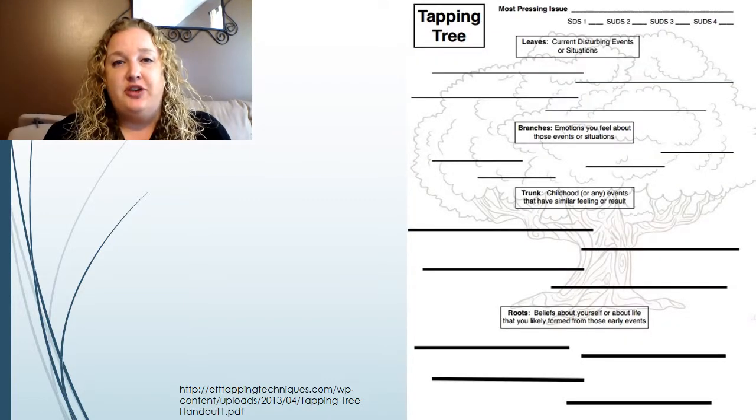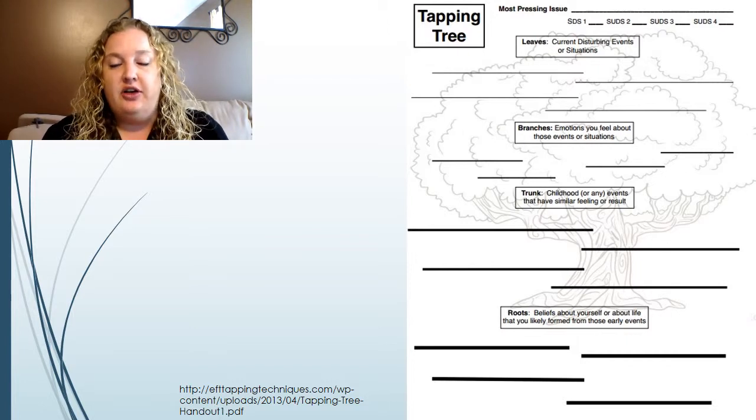Here we have the tapping tree, which is very helpful in organizing your thoughts and anxieties and fears that you may want to tap on during a treatment. You can use it to help determine where the issues are and how they are connected and affect us. They go from superficial to deep.